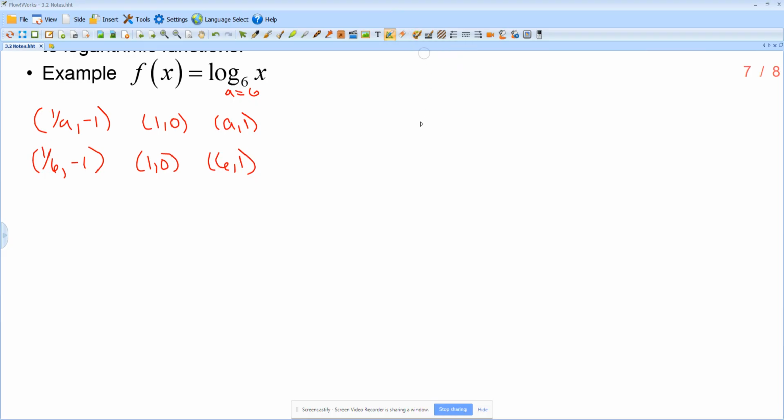So now when I go to graph this, I have points for me to just plot based off of that base. 1/6 comma negative 1, which is right here. 1, 0. I'm sorry, 1, 2, 3, 4, 5, 6, 1. A vertical asymptote at x equals 0. And my logarithmic function goes right through. Essentially, this should look like an exponential function that has just been turned because I'm flipping x and y.